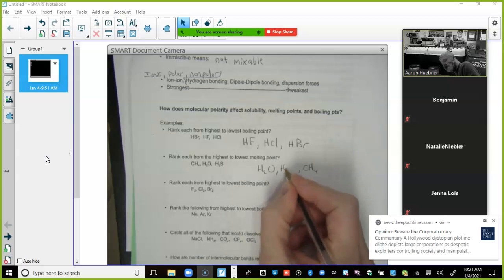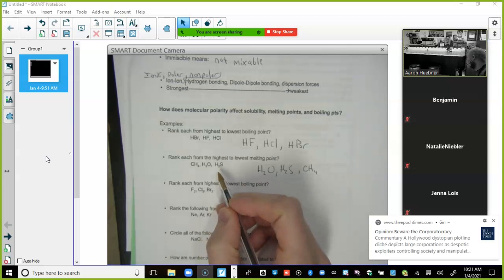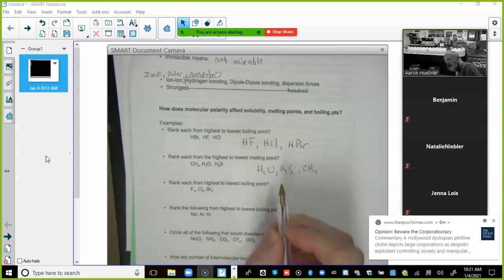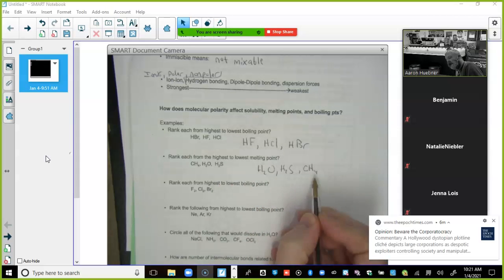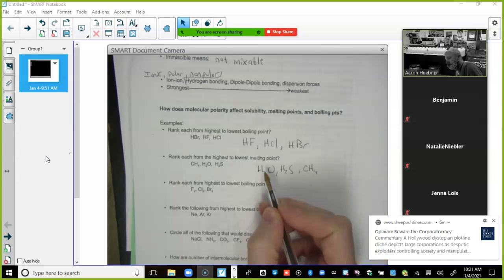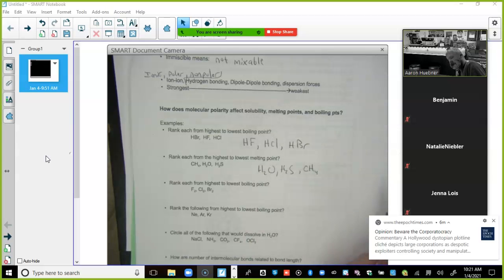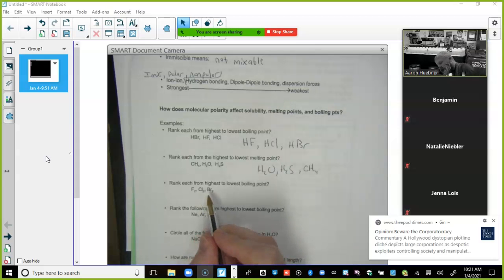And then we got H2S. H2S is polar, so it's just dipole dipole. So as we go from highest to weakest, strongest to weakest intermolecular forces, we're also going from highest melting point to lowest. All right, then we got rank each from highest to lowest boiling point.